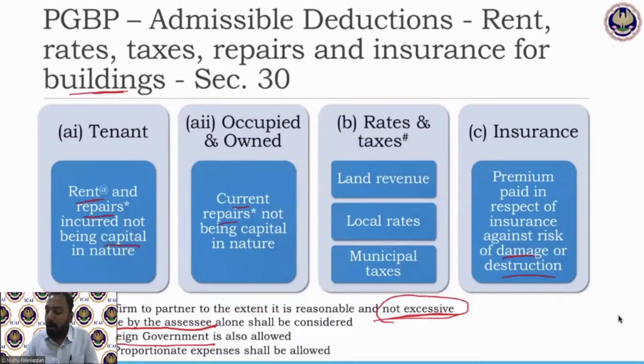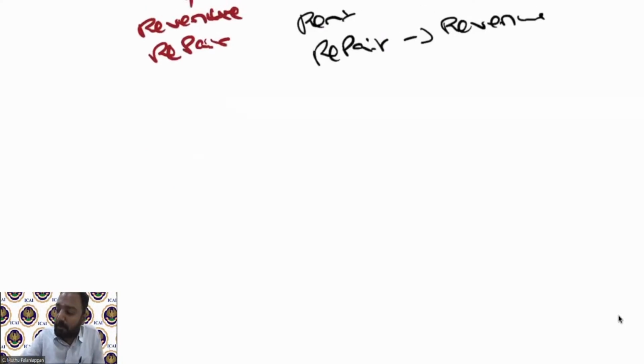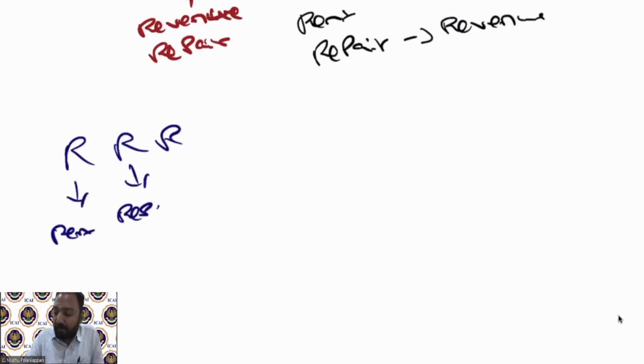So we all know the RRR movie, right? It is definitely a pan-India movie. So what does this R stand for? Rent. What does this R stand for? Repair. What does this R stand for? Rates. So these three are the expenditures that are allowed on buildings.